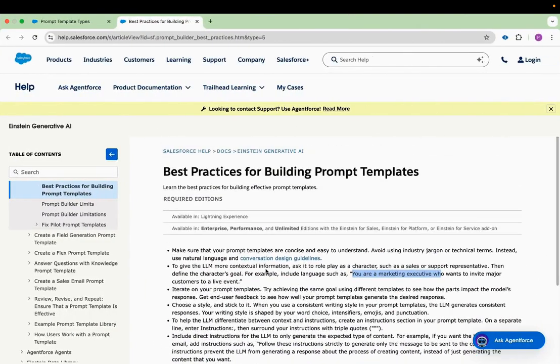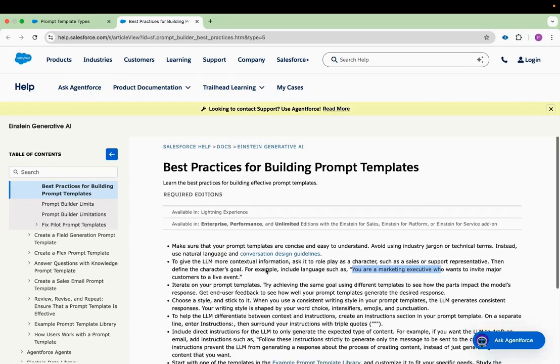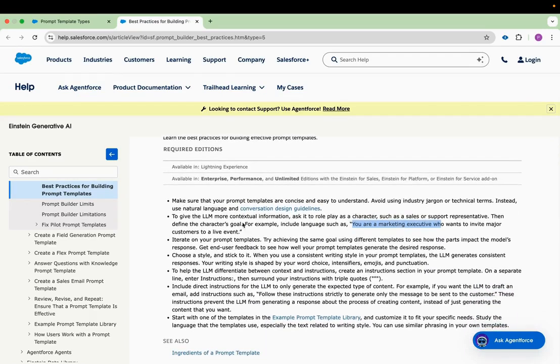So this is the Salesforce help documentation for the Einstein generative AI, and it lists all the best practices that we should keep in mind while creating a prompt template. It includes some best practices like the prompt template should be concise and easy to understand, and we should give the LLM more contextual information by asking it to role play as a character. For example, you are a marketing executive who wants to invite some customers to a live agent.